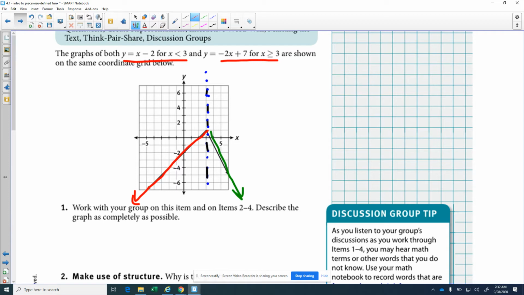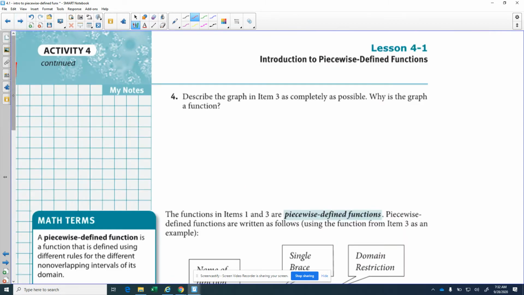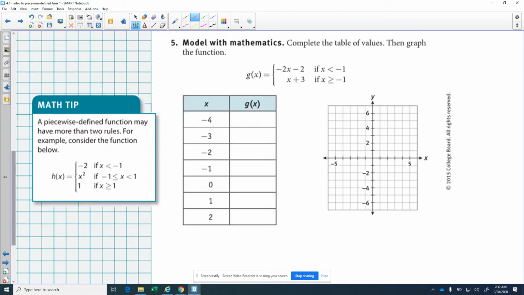So let's actually talk about how we would do this. If I look at the example for number 5 here, complete the table of values, then graph the function. What they're doing right now is giving us two different functions, kind of like a system. So they're actually giving me a system of equations. Now, here's all I want to think about: you have two graphs and they tell you this particular information right here.